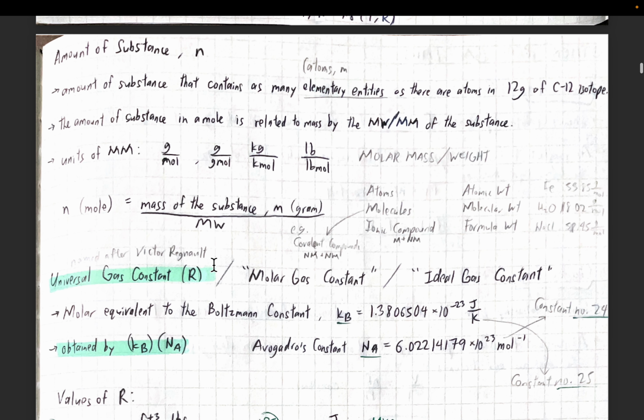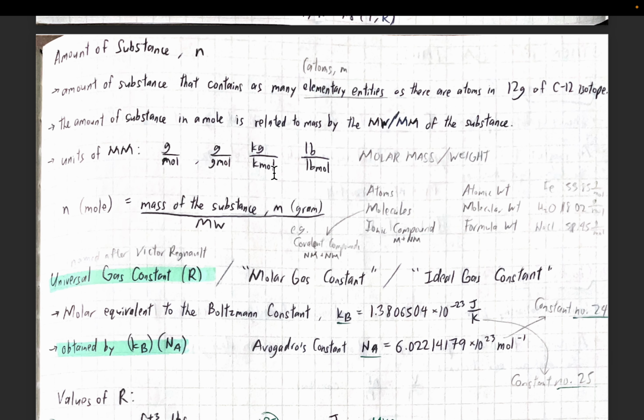For this part, the amount of substance, this is represented as n. This is the amount of substance that contains as many elementary entities as there are atoms in 12 grams of the carbon-12 isotope. That's the formal definition. Although simply, you can just call this as having these units, no? You have grams per mole, grams per g-mole, kilograms per kilomole, pounds per pound mole, etc. These are the main units that they use.